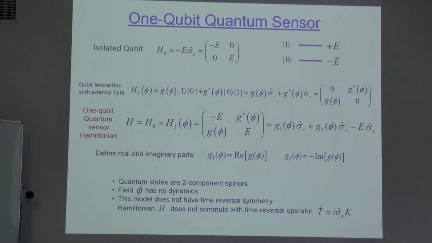So, this is a really simple model. It's intuitively pleasing because this is really a very simple picture of interaction. And the field phi in this model has no dynamics. The model does not have time reversal symmetry, and so it doesn't commute with the time reversal operator.